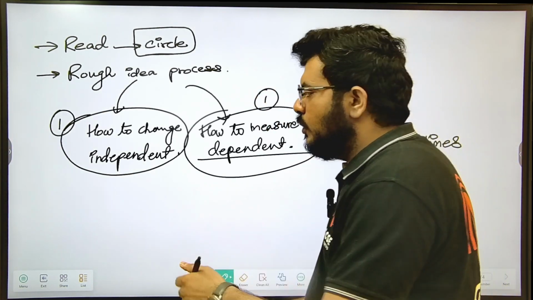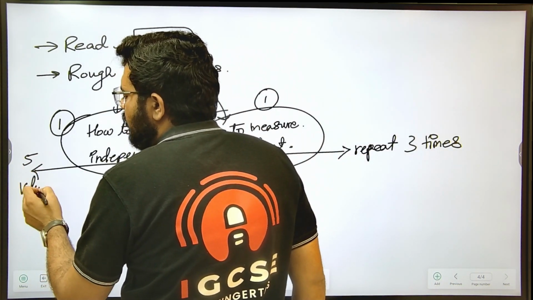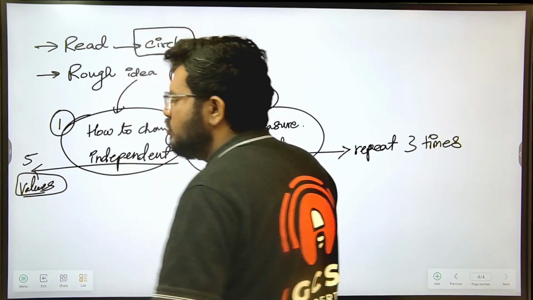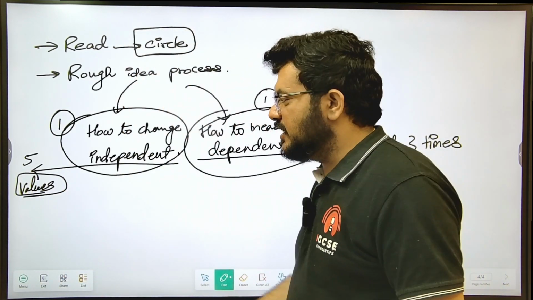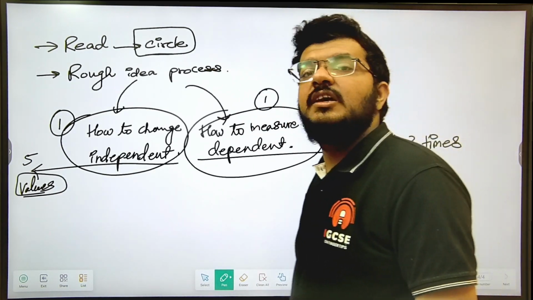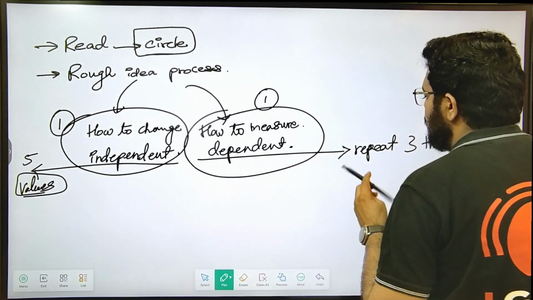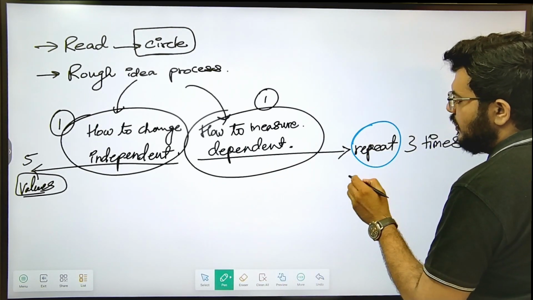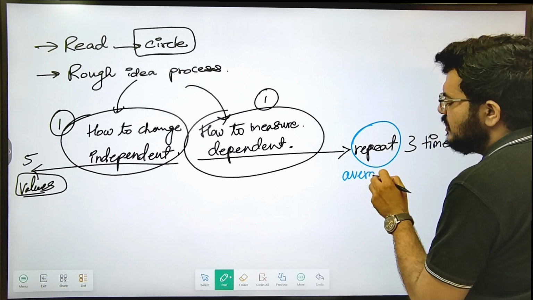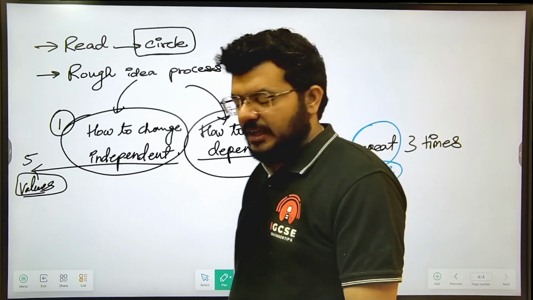And when we are talking about repetition, 5 values or 5 inputs. So you're going to do 15 experiments: 5 inputs, and each input has 3 outputs. And what would you do with repetition? You would repeat and average the result to make it reliable.